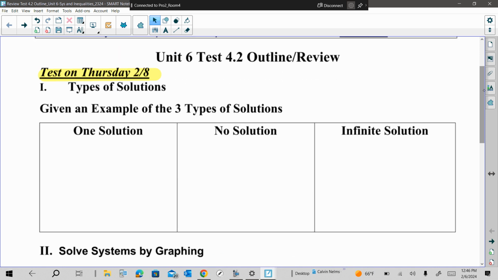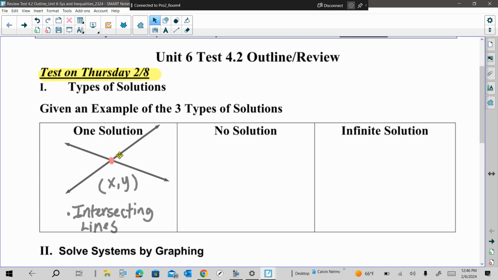Alright guys, on types of solutions, you can have one solution that's an intersecting line. It should be a point. If you were working it out using one of the other methods, the result would be x or y equals some type of number.